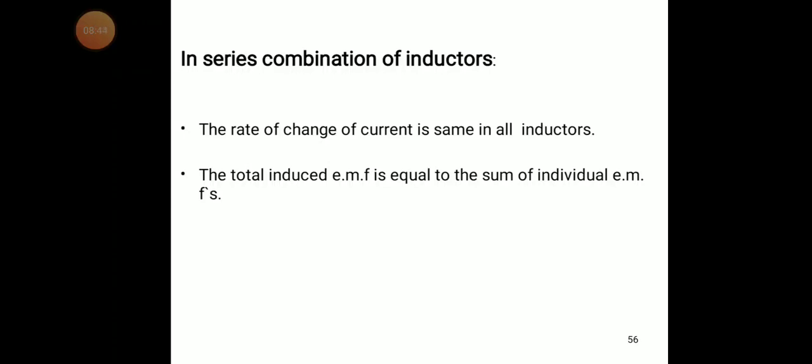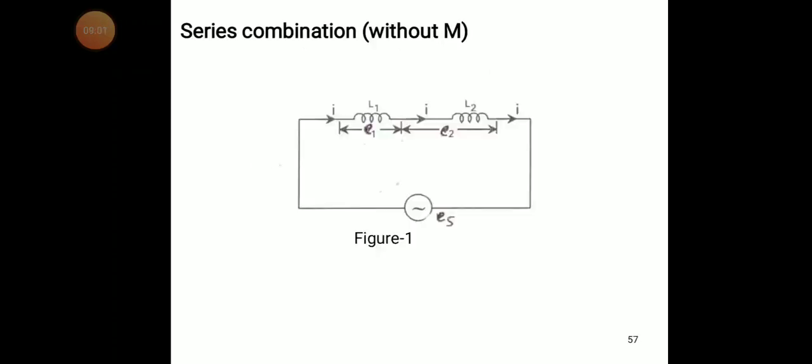That voltage drop we can generally indicate as EMF, that is, the total induced EMF because of the self inductance. The total induced EMF that we applied is equal to the sum of the individual EMFs. Now we see the series combination without mutual inductance. We are not considering the mutual inductance.